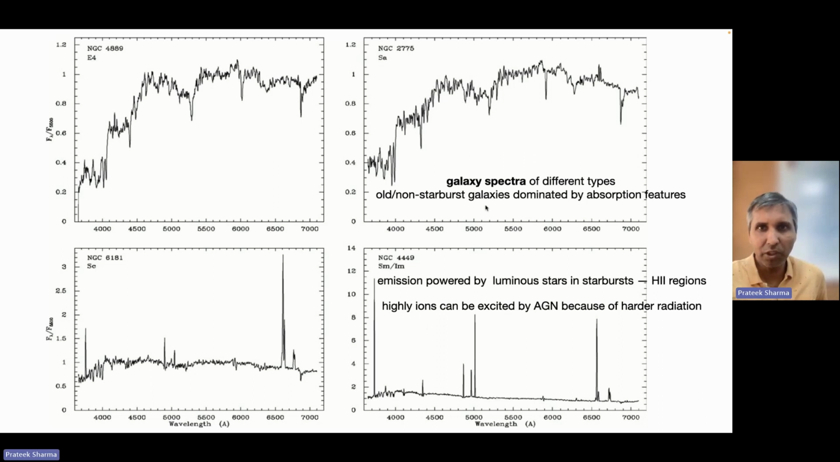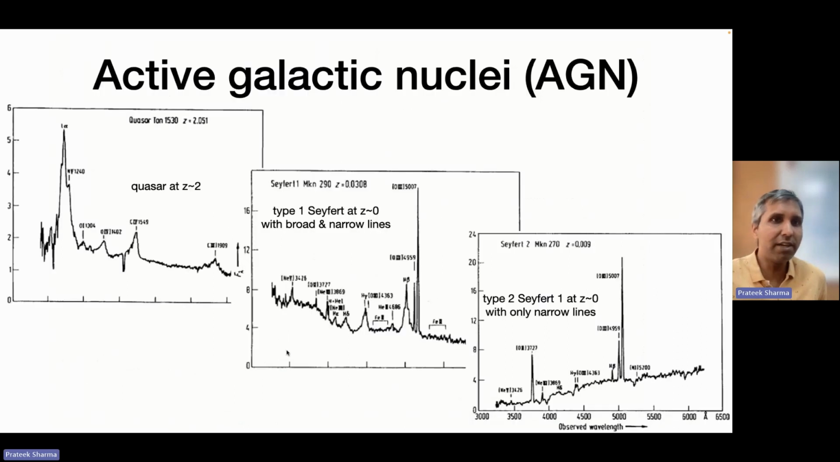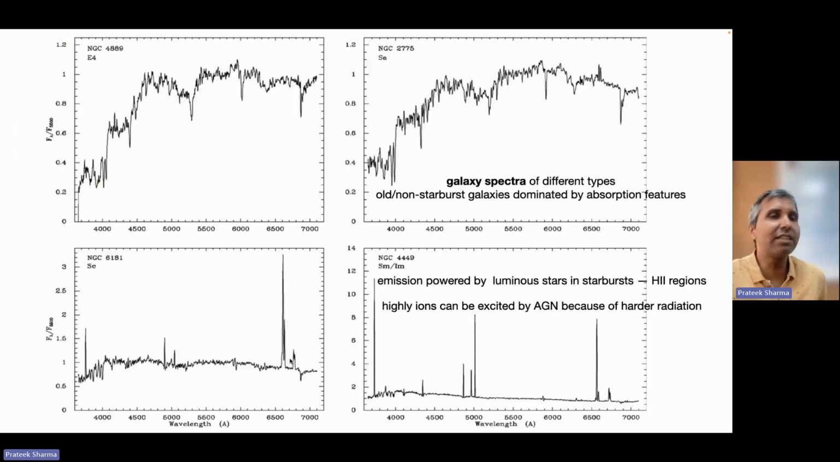Now these are galaxy spectra of different types, dominated by old non-starburst galaxies. These are old and non-starburst galaxies, which are dominated by absorption features. Right? They're not going through a lot of star formation presently, whereas these at the bottom are also galaxies, but these are star-forming galaxies. They have these narrow lines. So, versus AGN, these lines are extremely narrow.